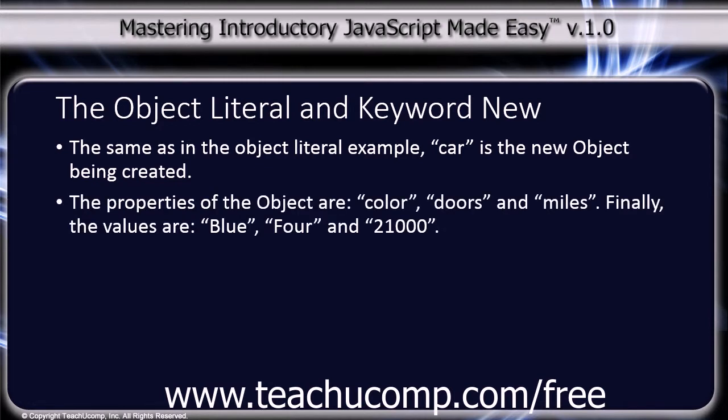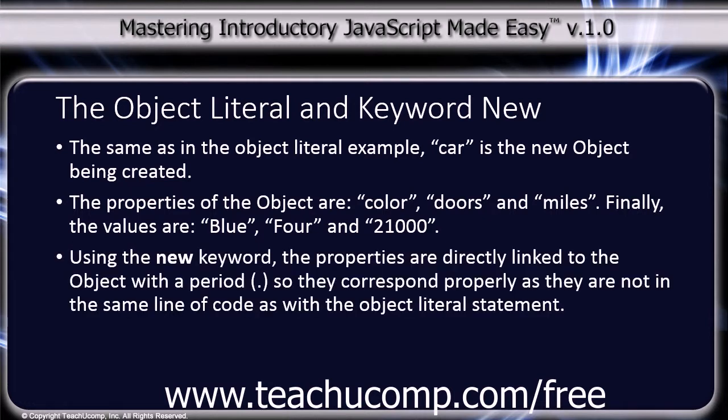The properties of the object are color, doors, and miles. And finally, the values of the properties are blue, 4, and 21,000. Using the new keyword, the properties are directly linked to the new object with a period, so they correspond properly as they are not in the same line of code as with the object literal statement.